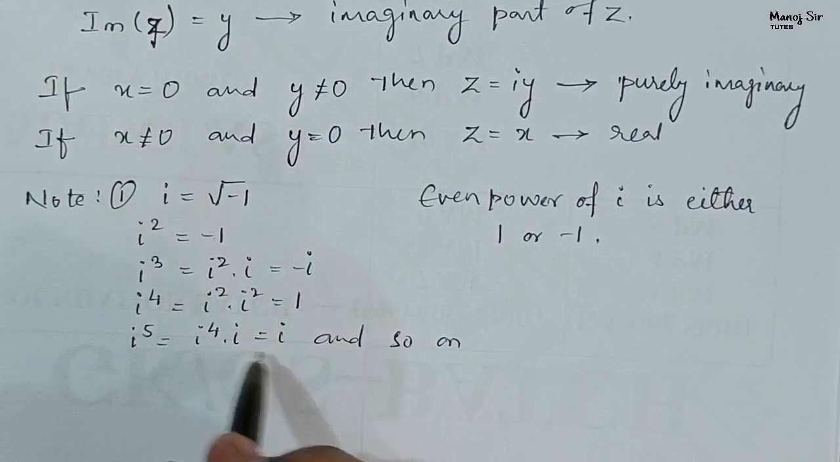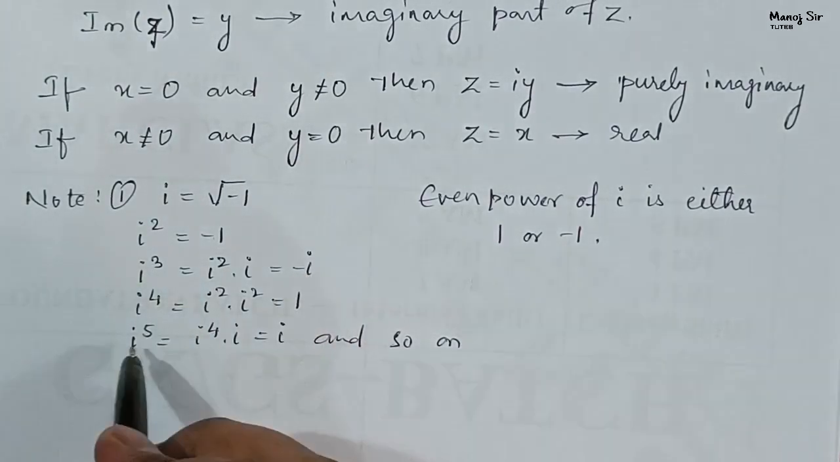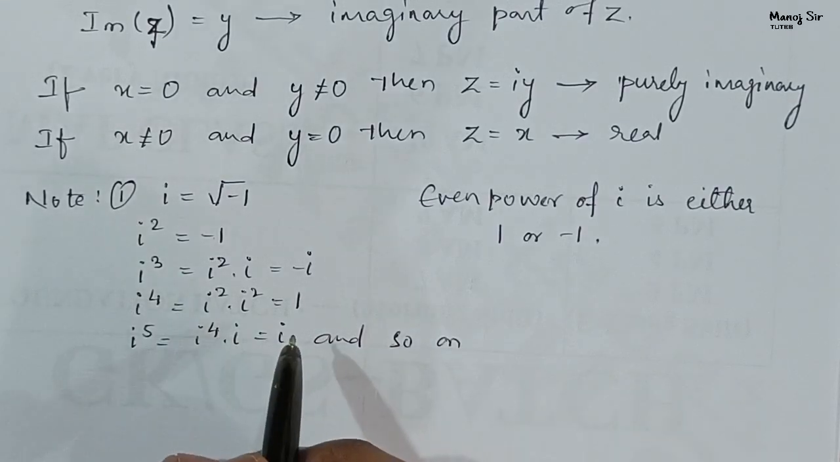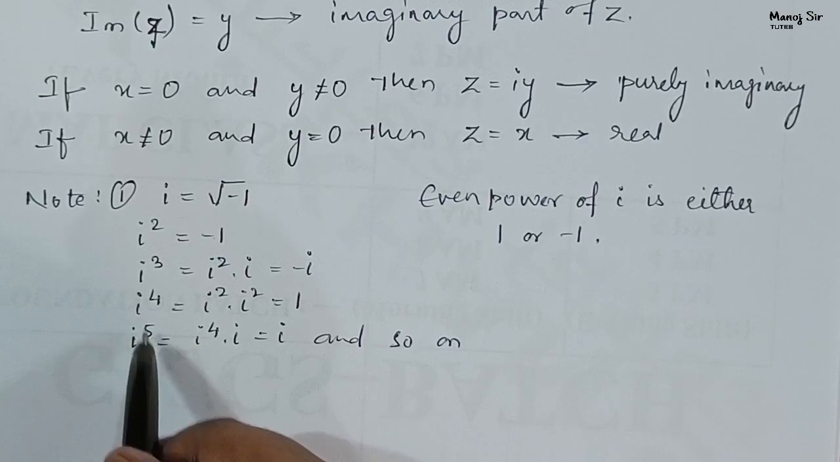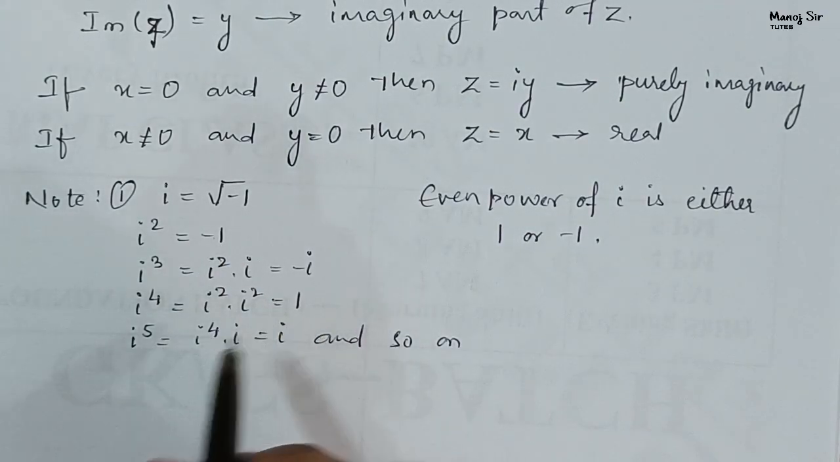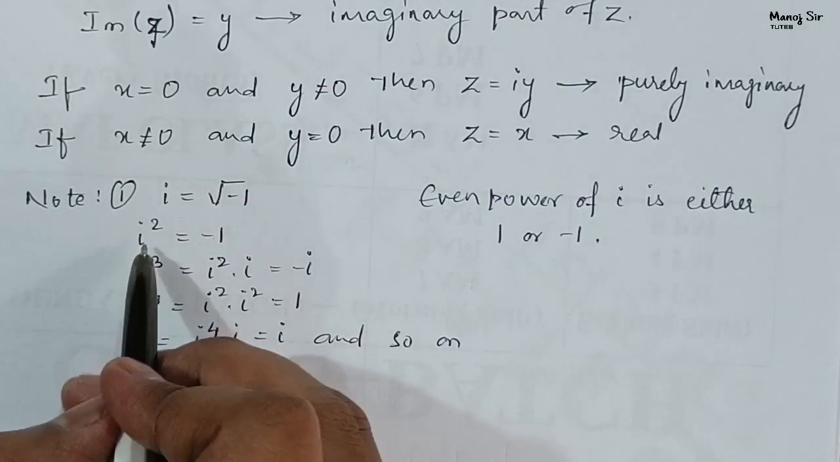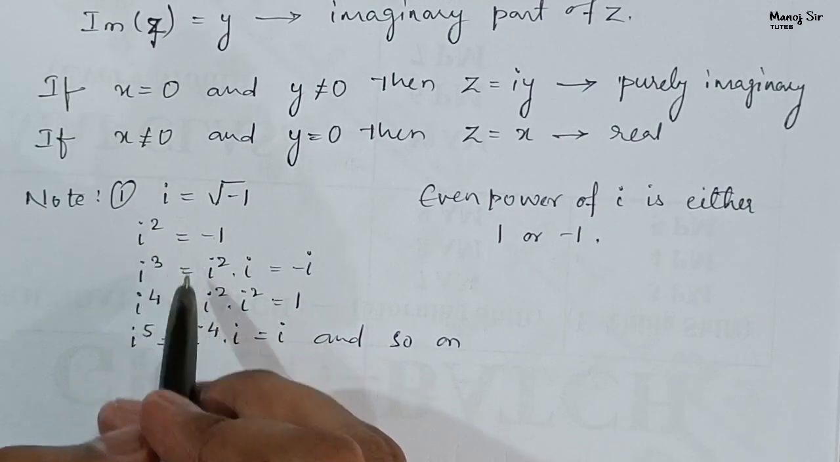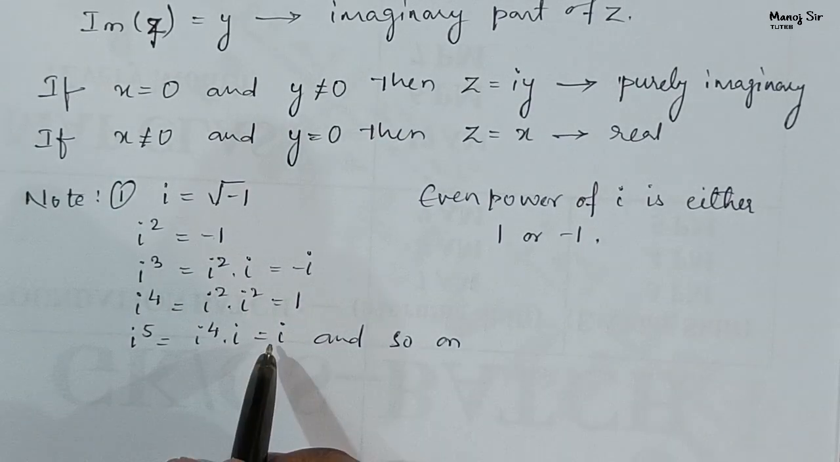i to the power 5 is i. In the same way, if you want to find i to the power 7, that means i to the power 5 into i square. That is i into minus 1, minus i. And if you want to find i to the power 9, that is i to the power 7 into i square. What is i to the power 7? That is minus i. Minus i into minus 1 will become i.